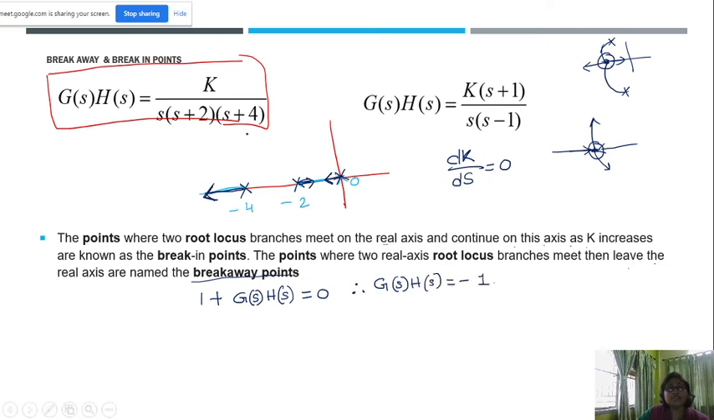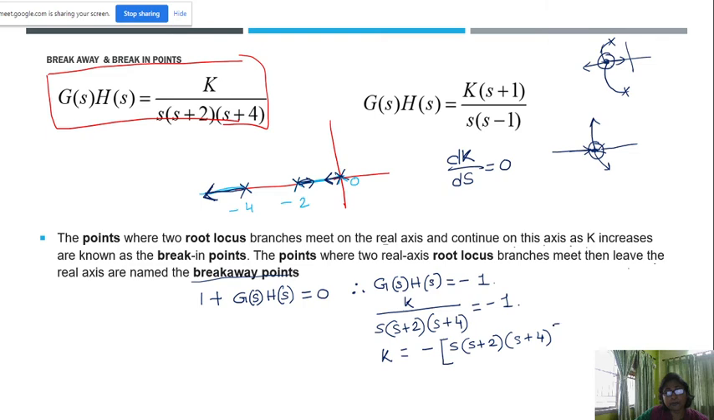Okay. So if I write G(s)H(s) is equal to K upon s into (s plus 2) into (s plus 4), equal to minus 1, I can get the value of K. So the value of K will be minus s into (s plus 2) into (s plus 4). Okay. So what will be the result?